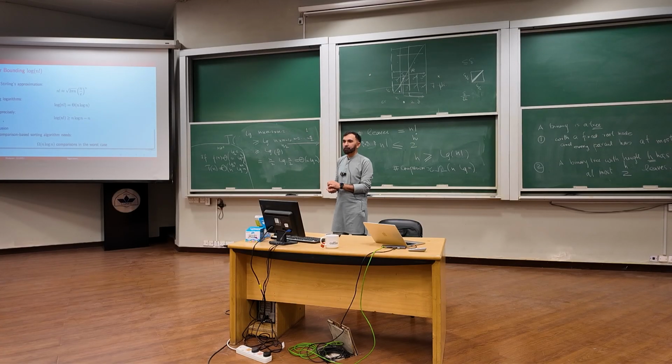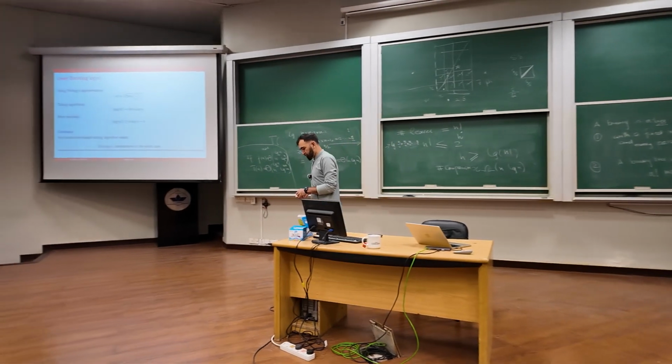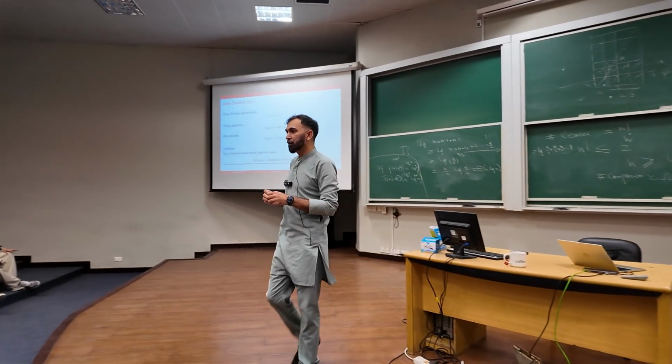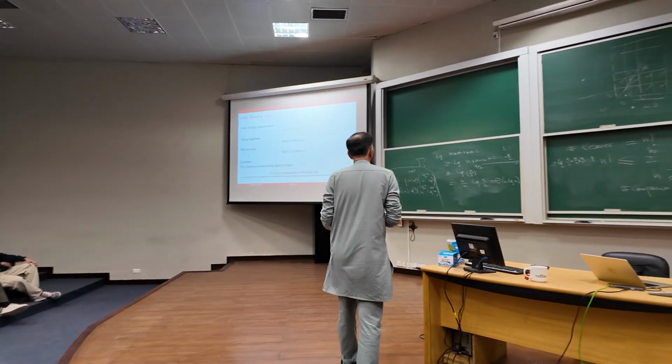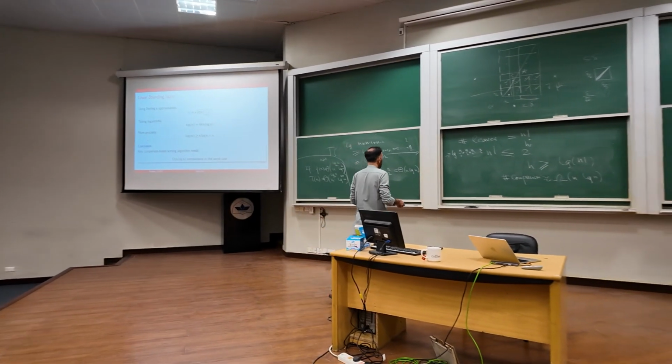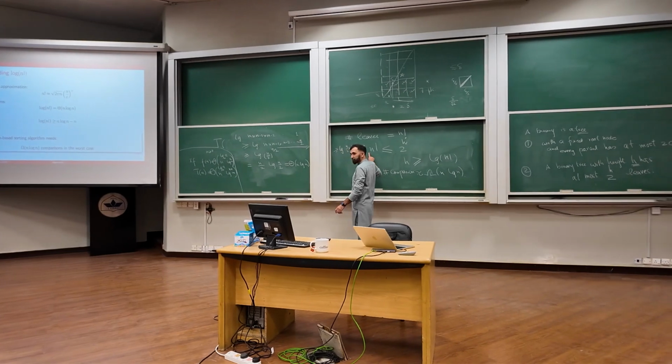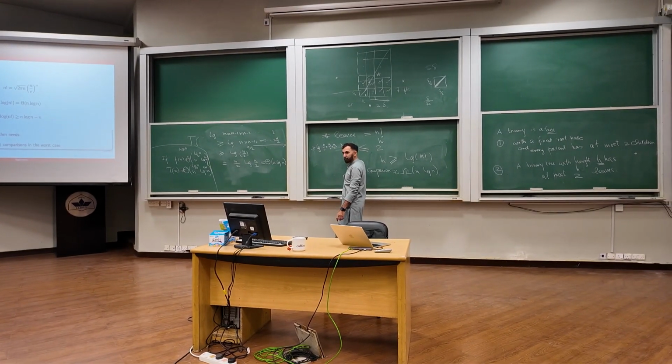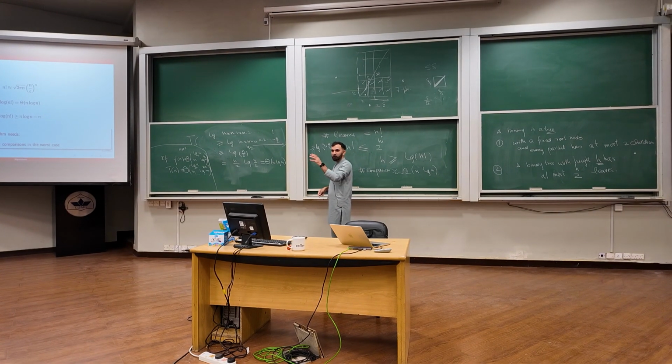Because there are n over 2 terms like this. You have n over 2 times n over 2 times n over 2, n over 2 times, so it's n over 2 to the power n over 2.